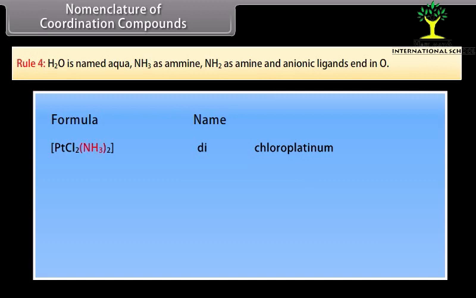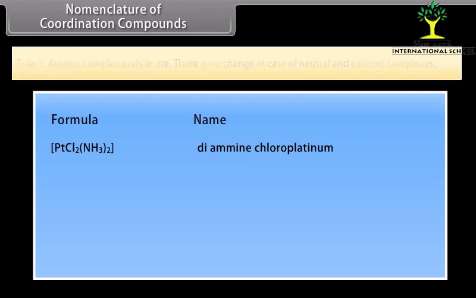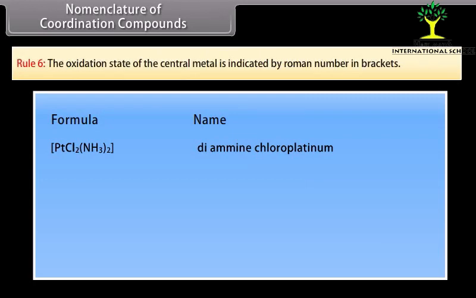Rule 4: H2O is named aqua, NH3 as ammine, NH2 as amido, and anionic ligands end in o. Rule 5: Anionic complex ends in ate. There is no change in case of neutral and cationic complexes. Rule 6: The oxidation state of the central metal is indicated by a Roman numeral in brackets.